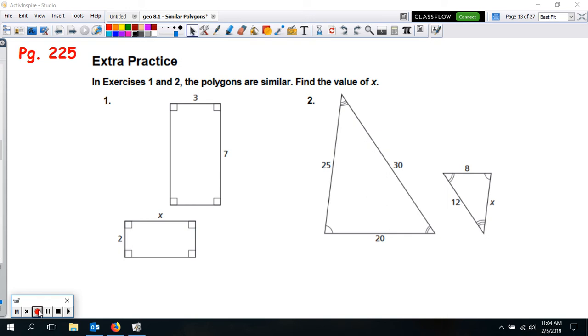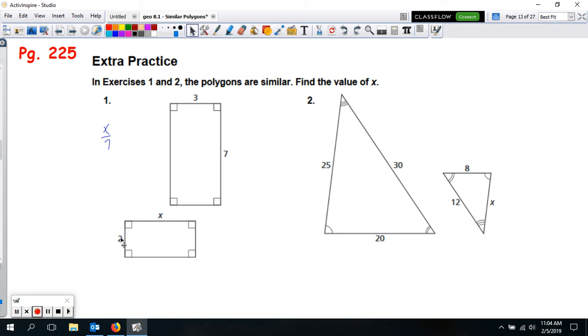Okay, on to the extra practice on page 225 right at the top. We're looking to find the value of x. It tells us that the polygons are similar. So we're just going to make a proportion out of this, starting with where x is. So x is here. The corresponding side to x is going to be where 7 is. So I just usually put x over 7. Make it real easy for myself. So it's just x over 7 is one fraction. Then the other one that we're going to see is this other corresponding side, the 2 and the 3.